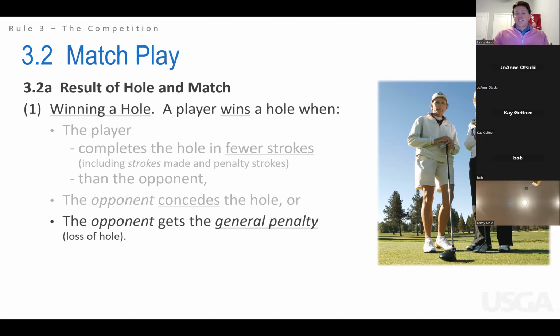Or the opponent or myself, we can get the general penalty. Like I mentioned before, in match play that general penalty is a little bit different. It's not 2 strokes, it's a loss of hole. So when one of us, whether it's the player or the opponent, gets the general penalty by doing something that breaches a rule, the hole's over. Whoever got the general penalty loses the hole, and we move on to the next one.